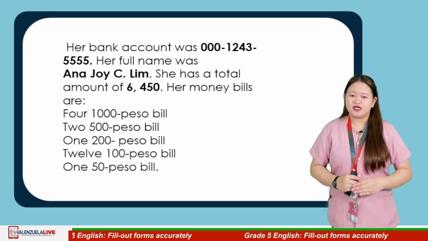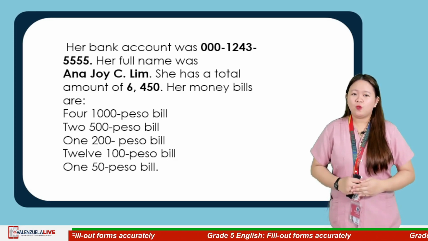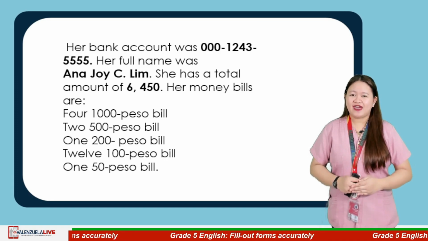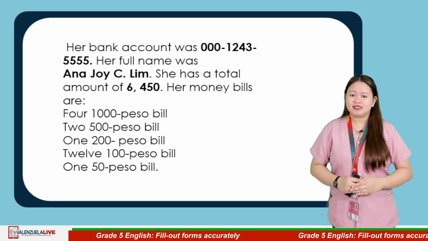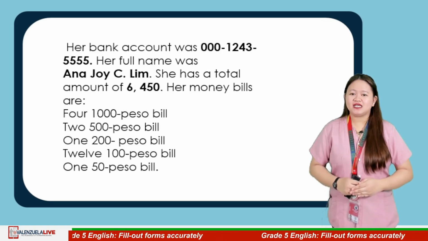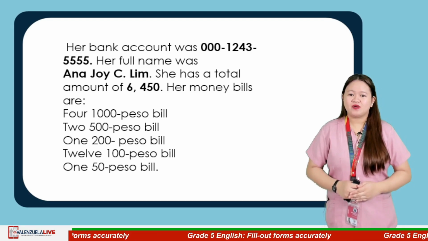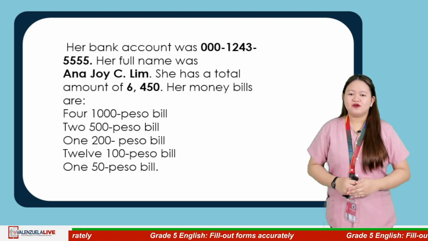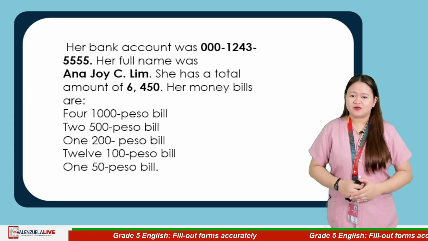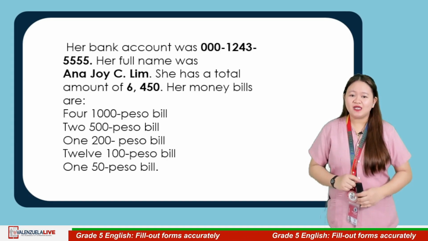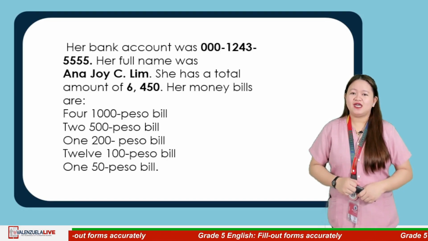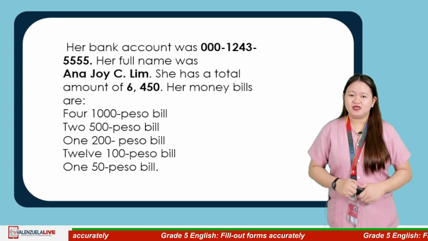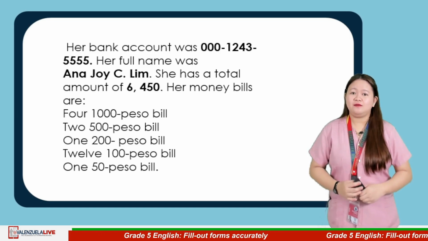Her bank account was 00012435555. Her full name was Anna Joy C. Lim. She has a total amount of 6,450. Her money bills are 4 1,000 peso bills, 2 500 peso bills, 1 200 peso bill, 12 100 peso bills, and 1 50 peso bill.